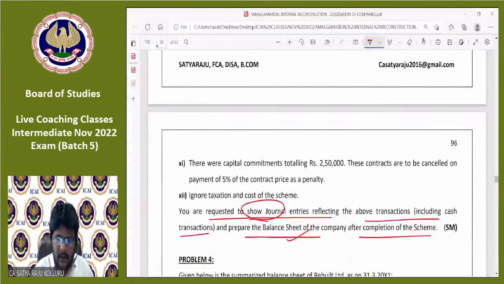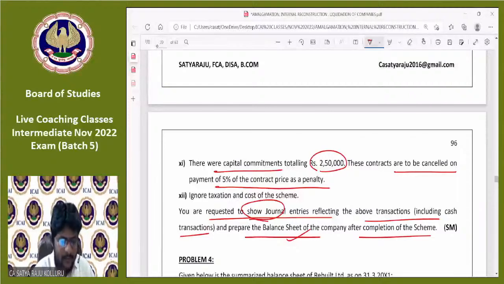Next, come to problem number 11, all of you. There were capital commitments totaling 2,50,000. These contracts are to be cancelled on payment of 5% of the contract price as penalty.